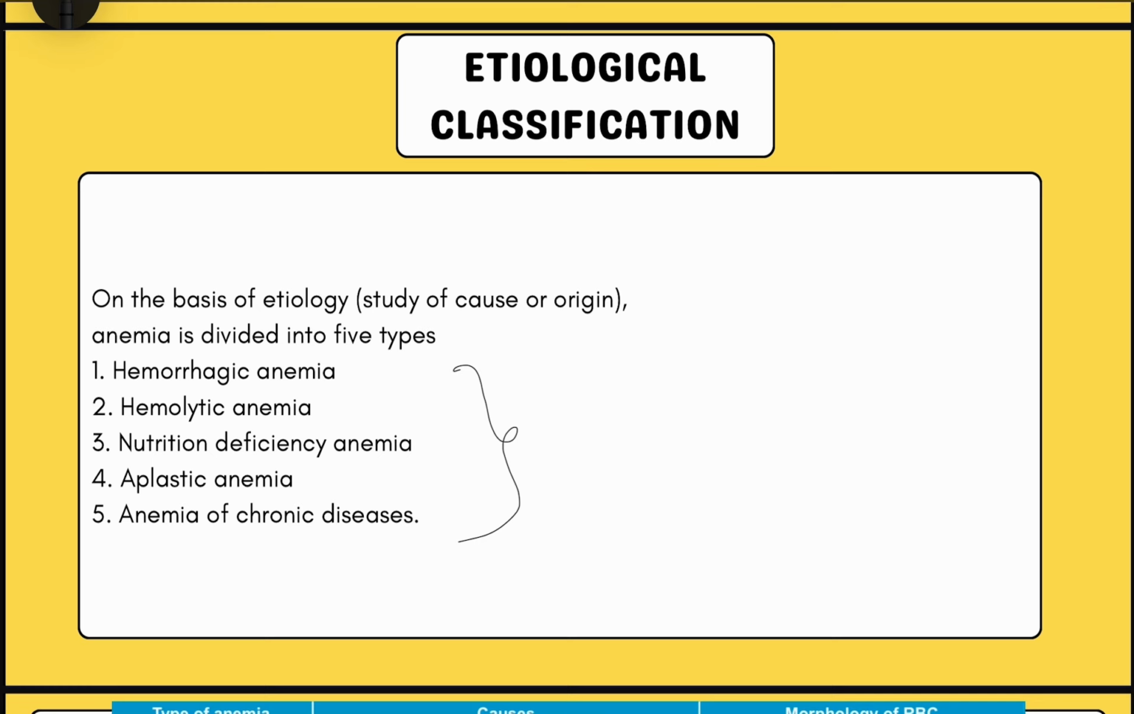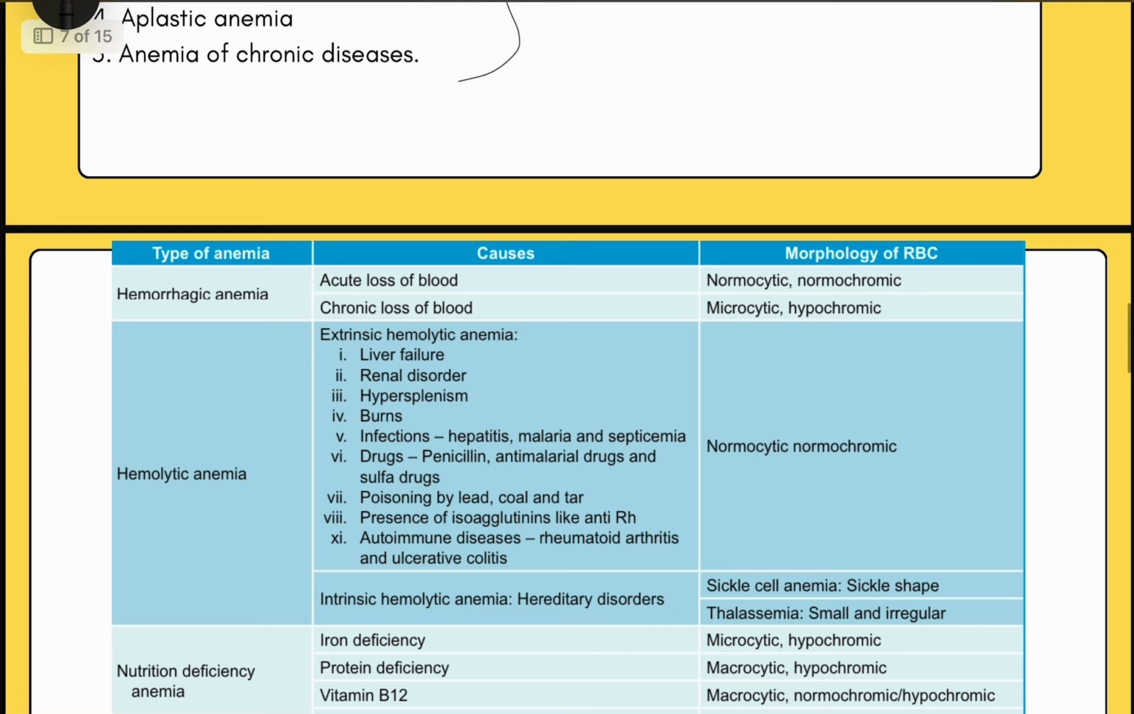So based on this factor, we will be studying each of them in detail, about their cause and the morphology as well. So starting with the hemorrhagic anemia. We all know hemorrhage means any loss of blood. The loss of blood can again be of two types: it can be acute loss of blood or chronic loss of blood.